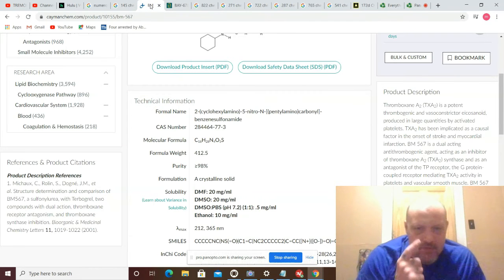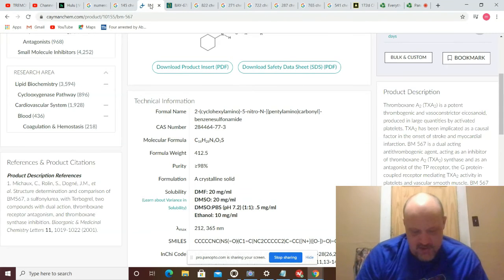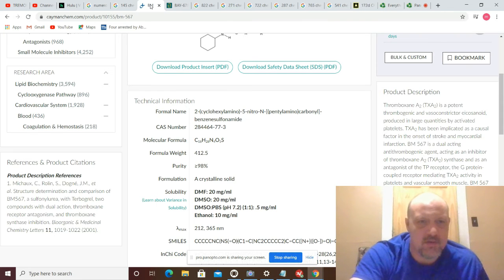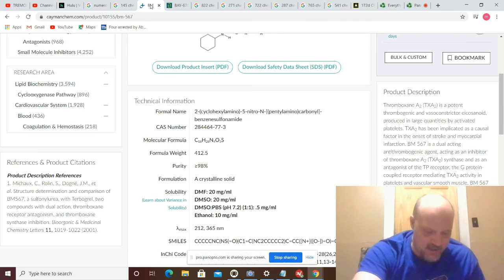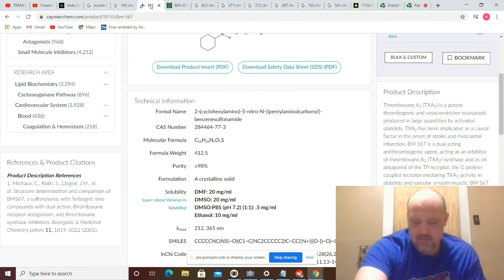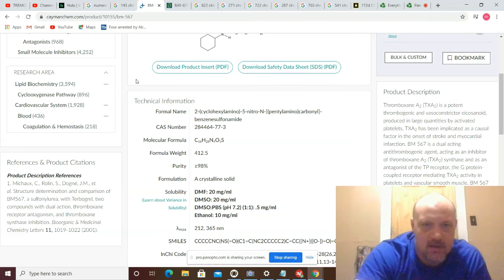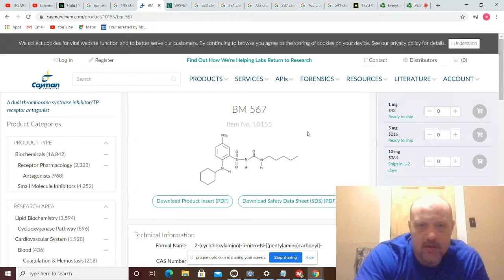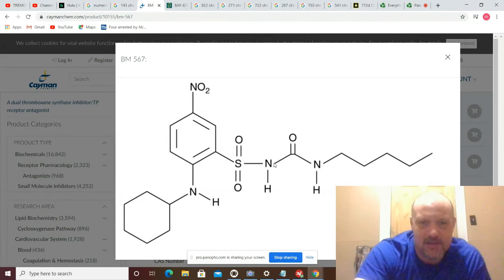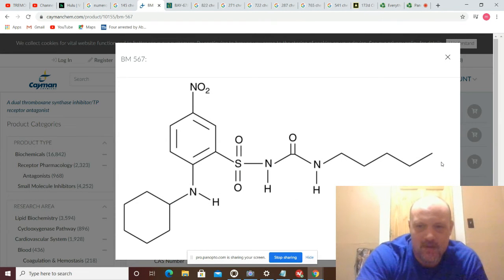So if you move on from that, you have 567, and 567. I think that's where we're at. Yep, ends up being BM 567 came in chemicals, or came in chemical, I guess. And there you go, BM 567 right here. This is kind of a little graph of it.